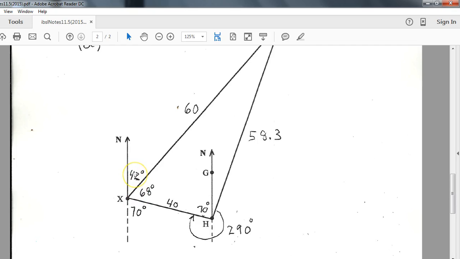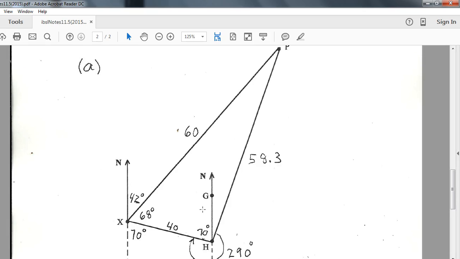We already knew this was 42. So we can finish off this 180 right here. That's a straight line, so that's 180. So if we subtract the 42 and the 70 from 180, that gives me this missing angle right here. So we know that's 68, we know that's 70. Let's see if we can finish off a couple things here.